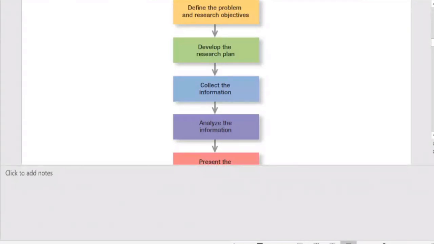Then we come down to developing the research plan. How do we collect the right information? How do we analyze the information? How do we present the findings? And coming down to the last aspect, how do we make decisions out of it?